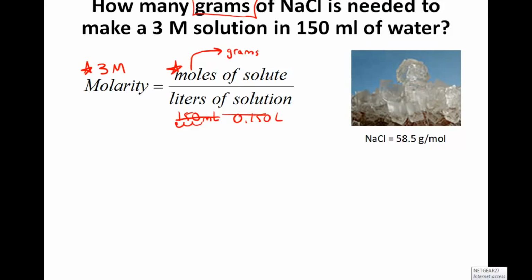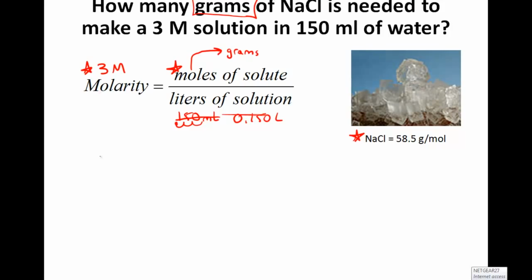So this problem has an additional step that the last problem did not have. Kind of important for us is we're going to need to know the molar mass, or the atomic mass, of NaCl, which is 58.5 grams in 1 mole. So we're going to need to use that later on. So let's rearrange the problem same as we did last time.